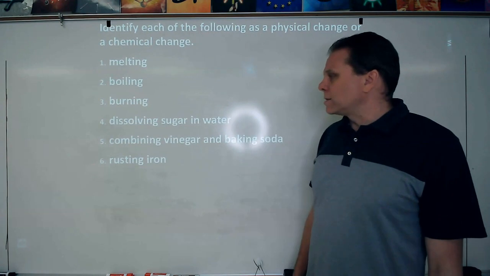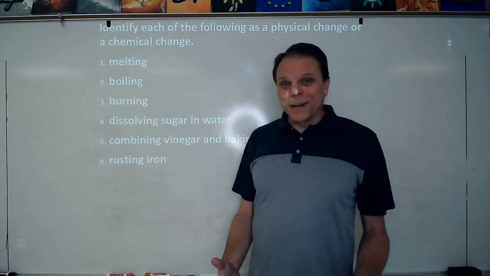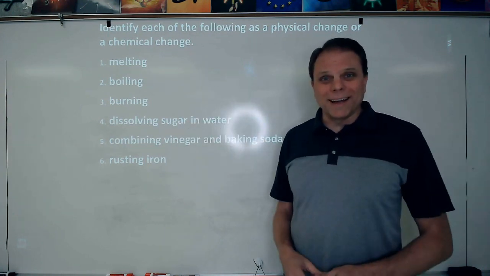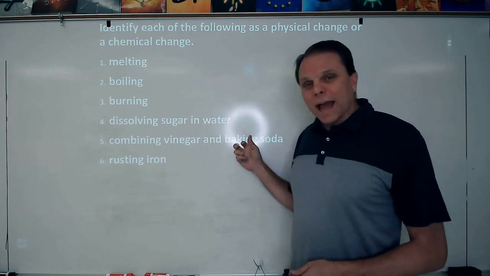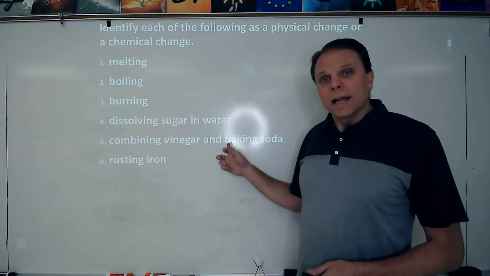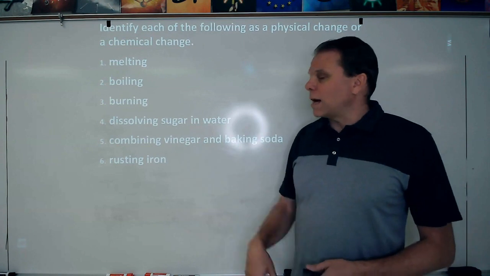Combining vinegar and baking soda. Now, you guys have done vinegar and baking soda experiments before, and these things cause a little bubbling, right? Cause a little volcano, and that gas is being given off, right? That's the indicator of a chemical change. Gas is given off.